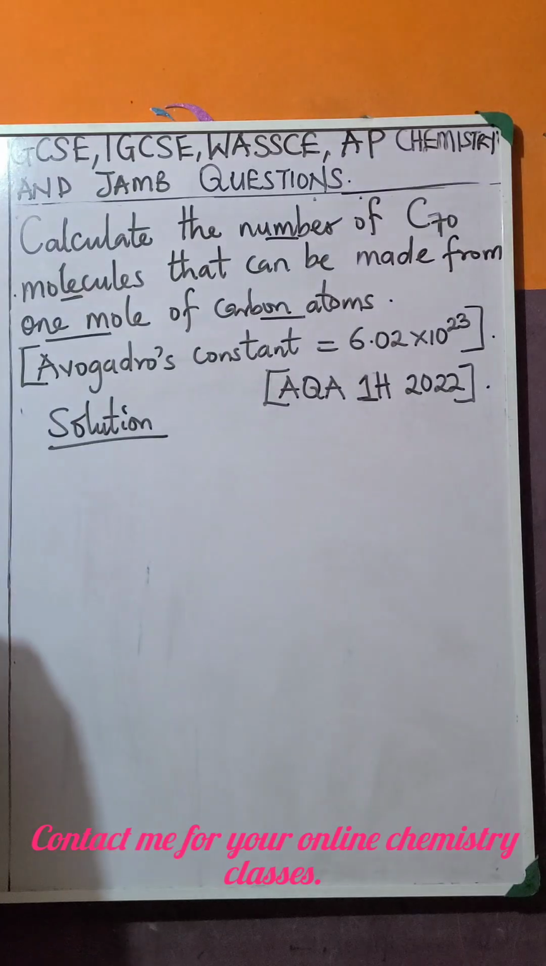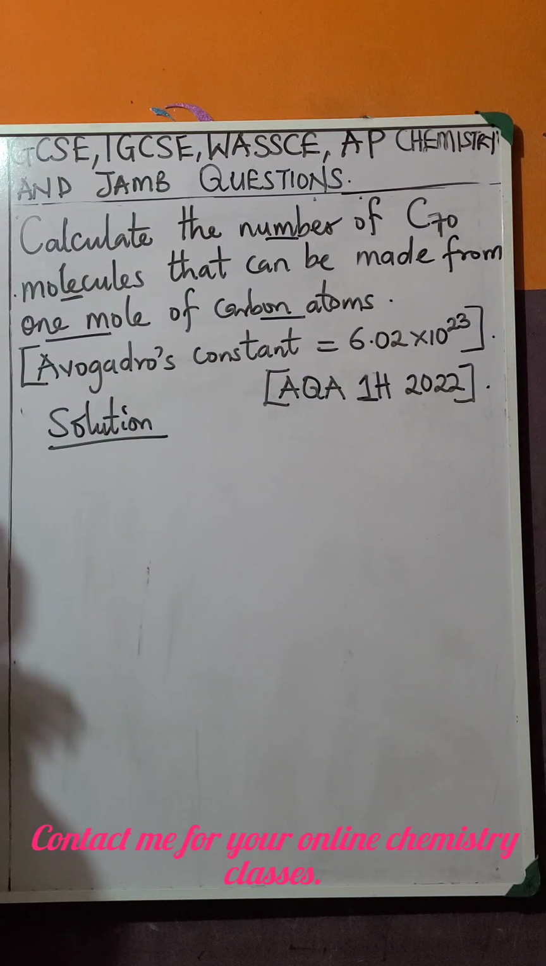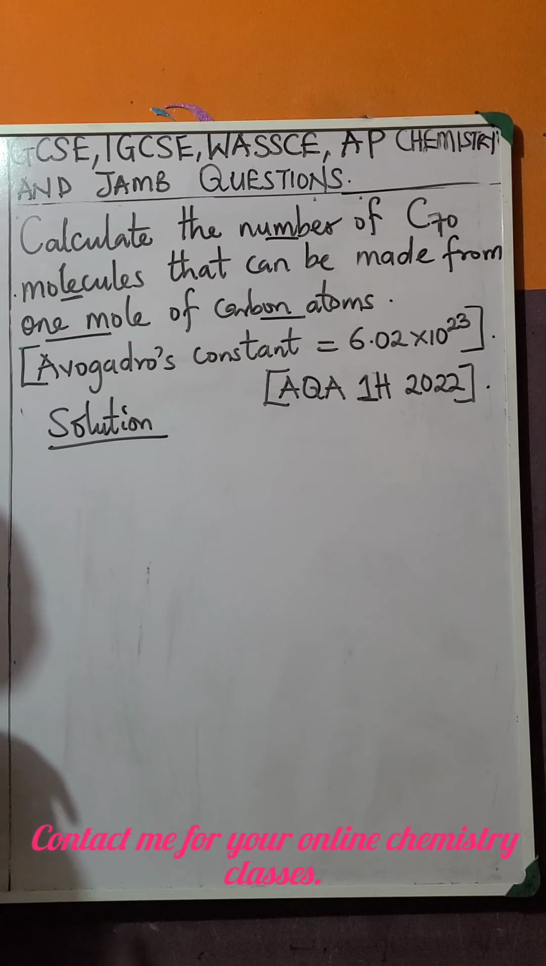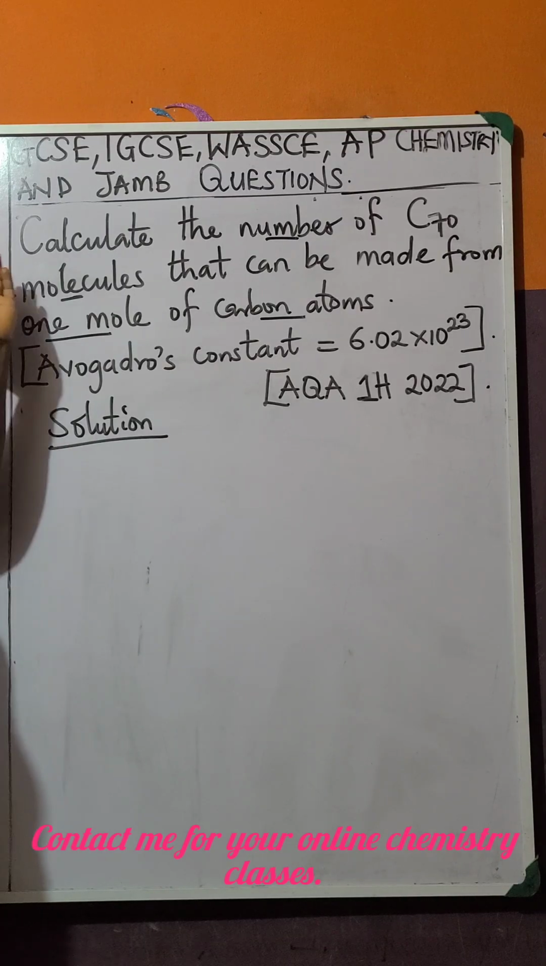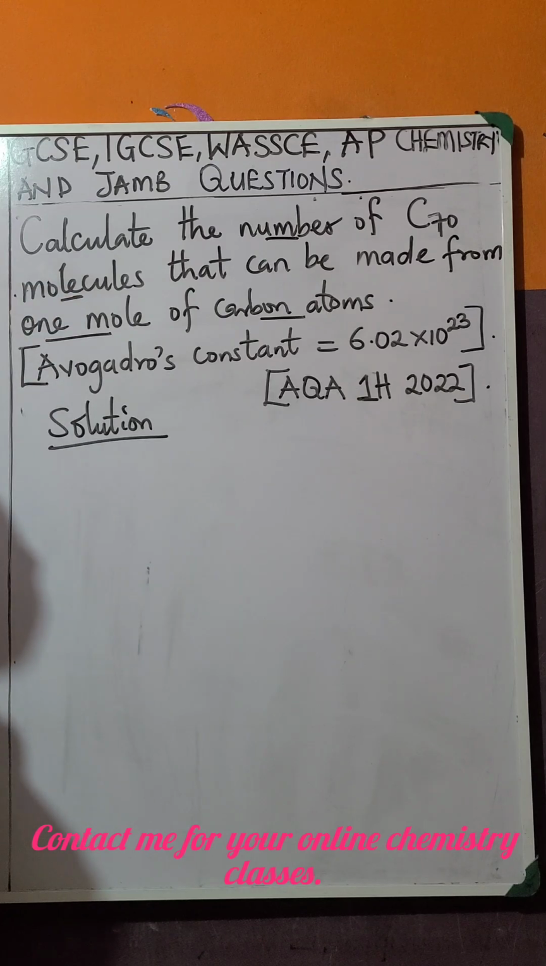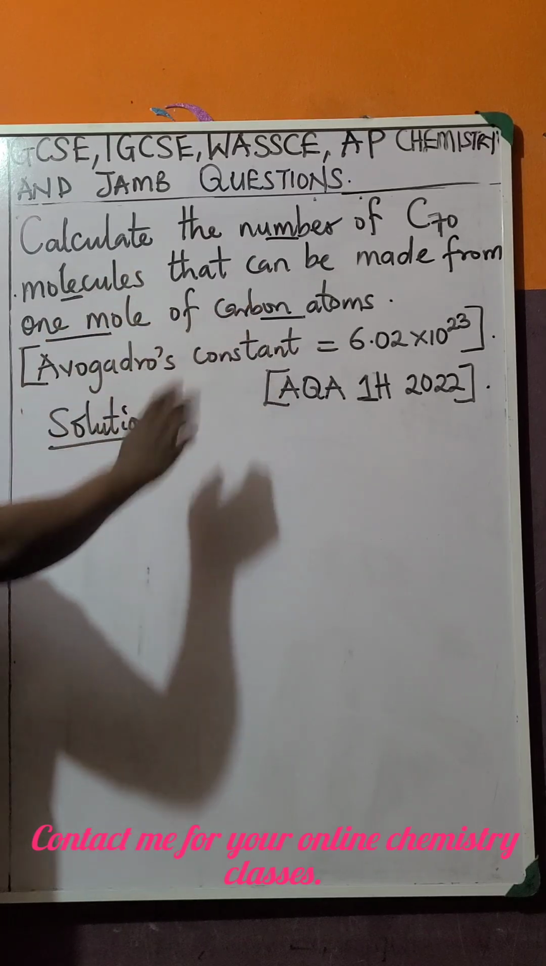Let's go. So, the question says, calculate the number of C70 molecules that can be made from 1 mole of carbon atoms. And we were given the Avogadro's constant as 6.02 times 10 raised to power 23. Okay, let's solve. So, we are asked to calculate the number, and once we hear number of any particle, we think of Avogadro's constant. So number of C70 molecules that can be made from 1 mole of carbon atom.